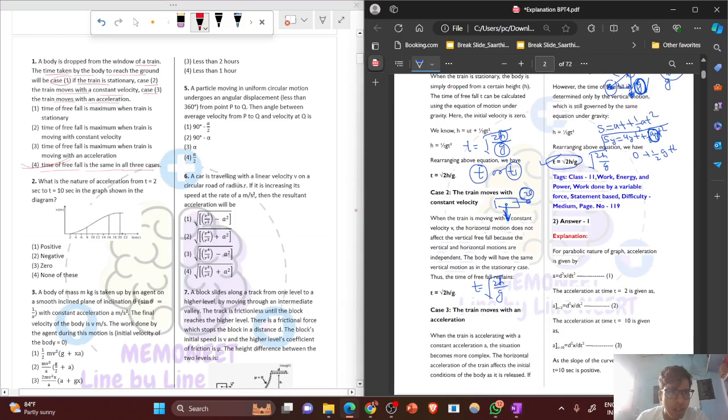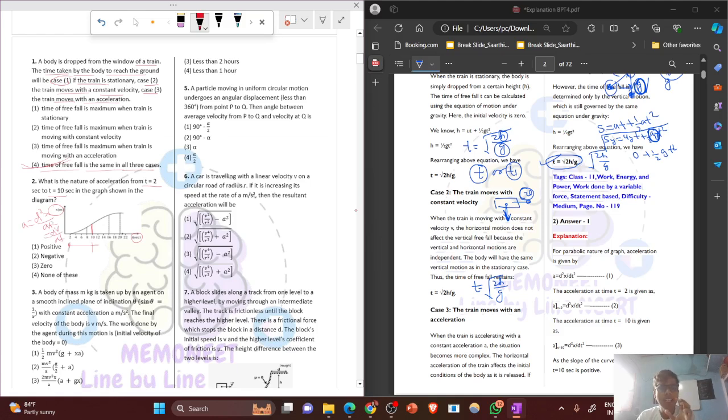It asks, what is the nature of acceleration from t equals 2 to t equals 10 second? Okay, it's a displacement versus time graph, and it is asking only up to 10 second. It is asking about nature. Nature means what? Acceleration is given by d square x by dt square, or you can say dv by dt, meaning change in velocity.